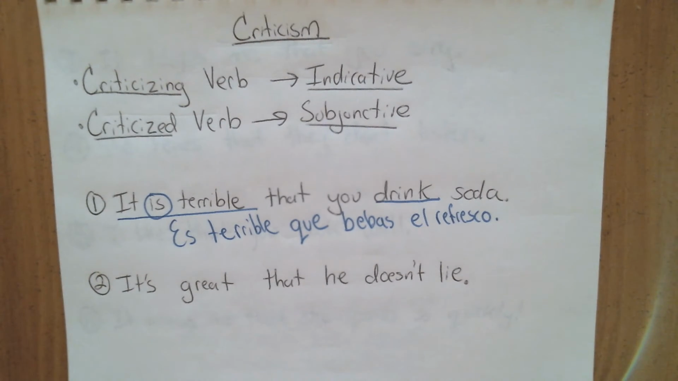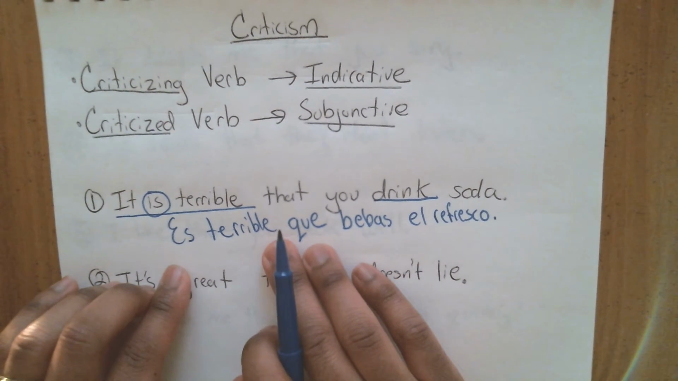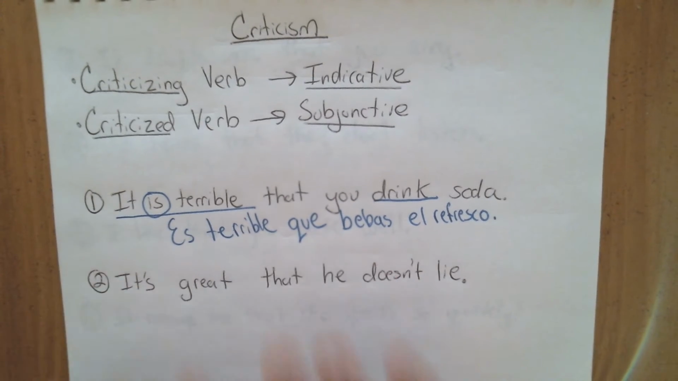This is a time where the subjunctive is actually referring to something that really is happening. And it's terrible that you drink soda. The verb that I am criticizing is going to be in the subjunctive, and the verb that I use to create my criticism is going to be in the indicative.